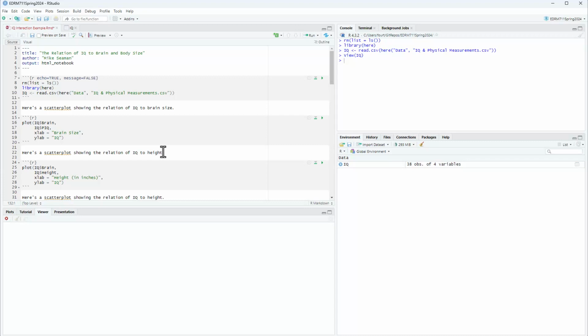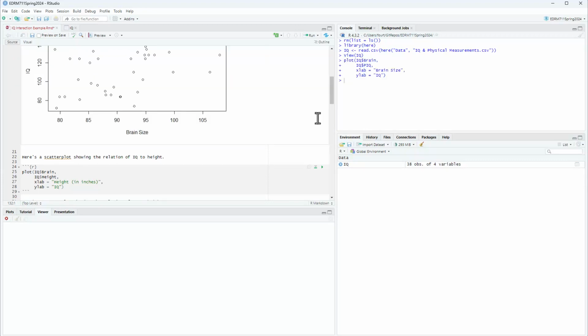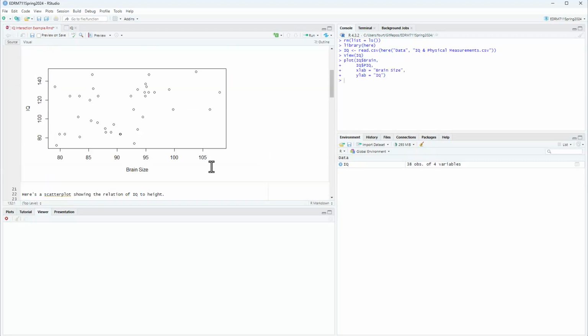Since the response variable is IQ, and we have 3 potential explanatory variables, in order to do linear regression, including multiple linear regression, I need a linear relationship of these explanatory variables with the response variable. So let's see if that's feasible. I'm going to create scatter plots for each explanatory variable with the response. So first we're going to look at brain size and IQ.